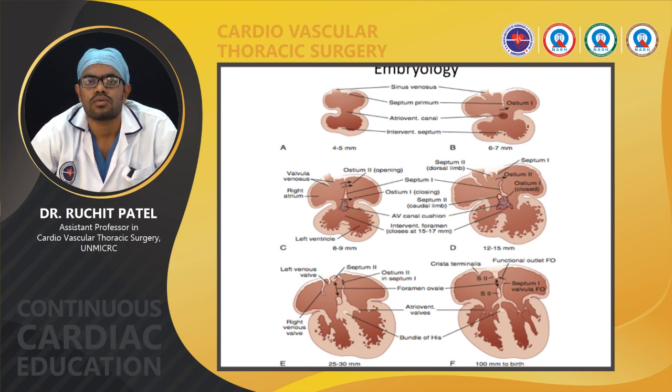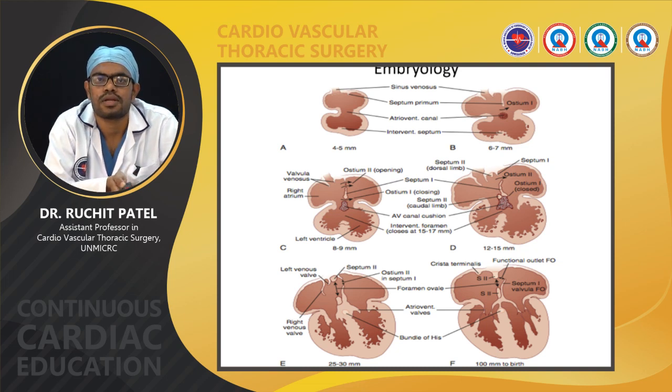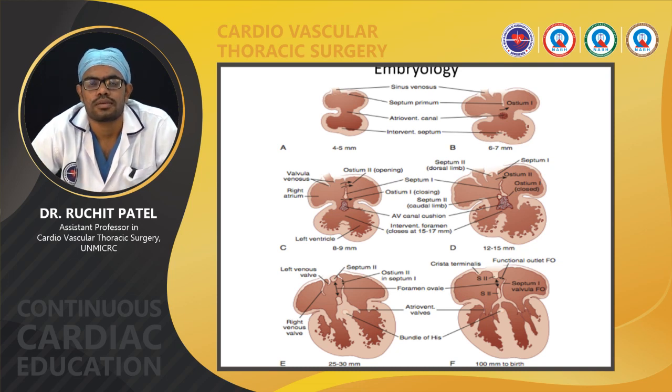So a septal defect is left at the upper part of the septum primum, which is called the ostium secundum. Eventually this septum secundum will form a flap-like valve that will form the foramen ovale in fetal life.